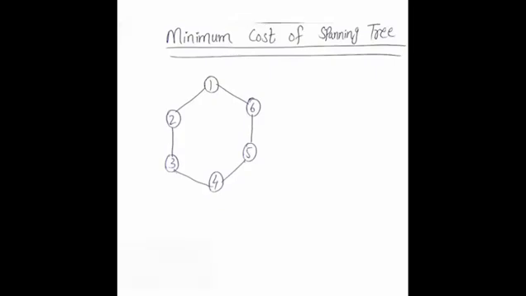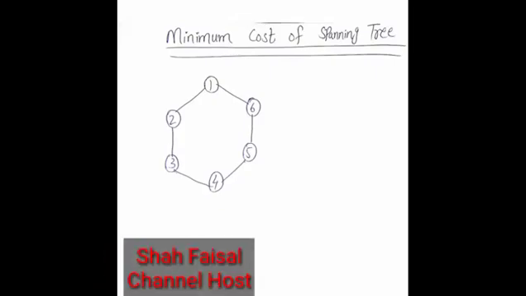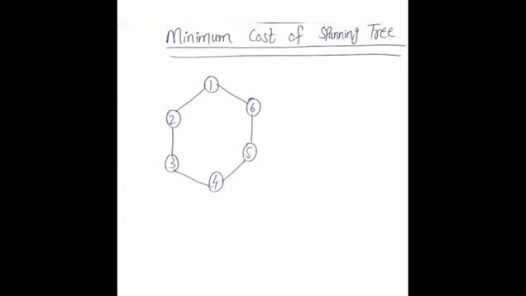Hello students, the topic is minimum cost spanning tree. In this problem, we will discuss a very simple and common example. We are given a graph over here, an unweighted graph. You can see the edges are not weighted, the edges do not have any weight. So this is an unweighted graph.